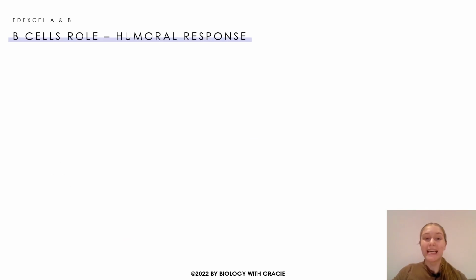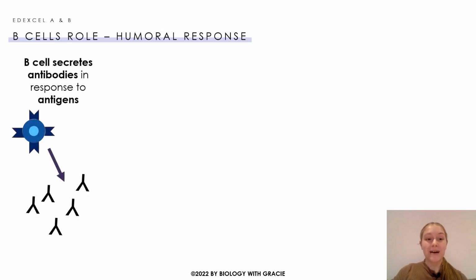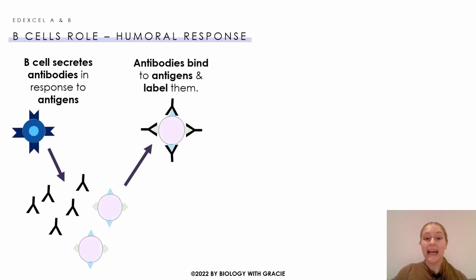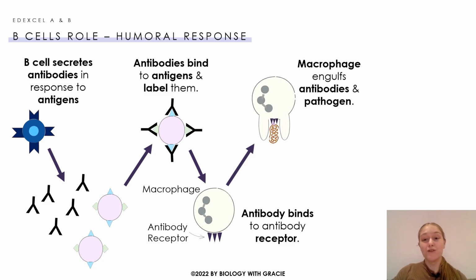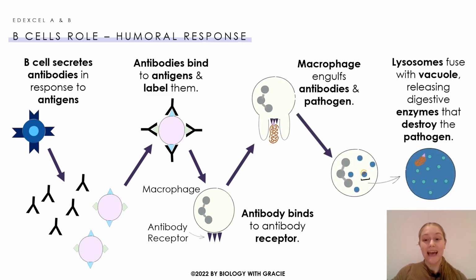So now we're going to talk a little bit more about the role of B cells within the humoral response. So the B cells, as we said previously, secrete antibodies in response to antigens. The antibodies are then able to bind to the antigens and label them. So then the antibody binds to the antibody receptor. So this could be on a macrophage, for example. So then that macrophage engulfs the antibodies and the pathogen. And then lysosomes, which are a form of organelle within cells, are able to fuse with the vacuole, releasing digestive enzymes, and those are what destroy the pathogen.